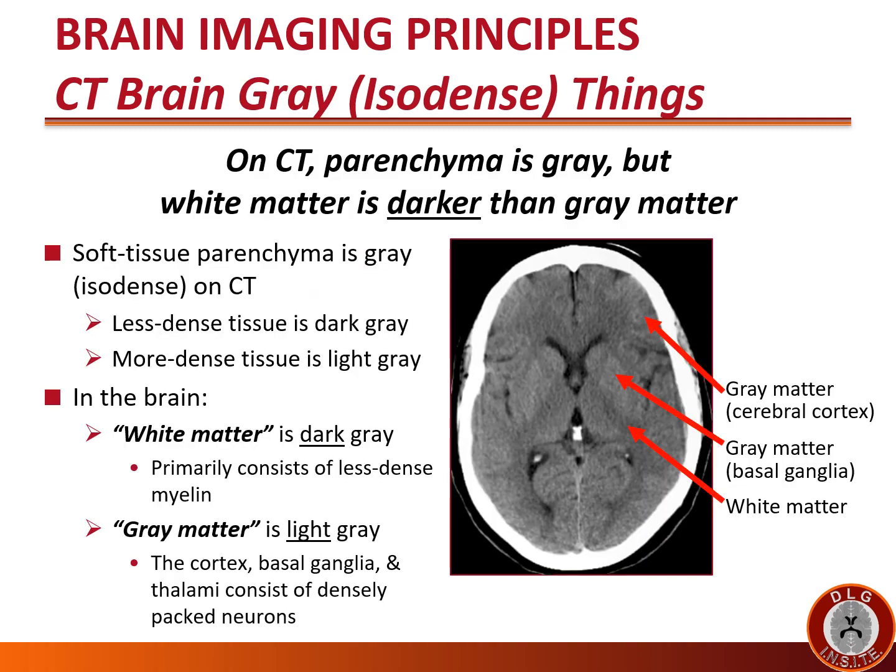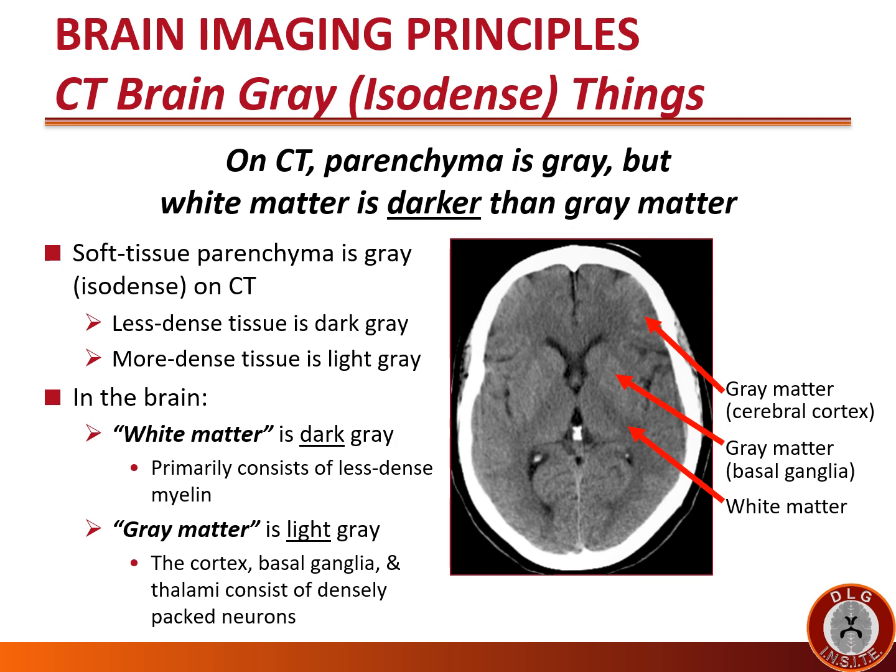This slide shows things that are gray or isodense on a CT. On the CT, parenchyma is gray, but there are different shades of gray. White matter is actually darker than gray matter. So first of all, soft tissue parenchyma is gray or isodense on a CT. And less dense tissue is dark gray. More dense tissue is light gray.